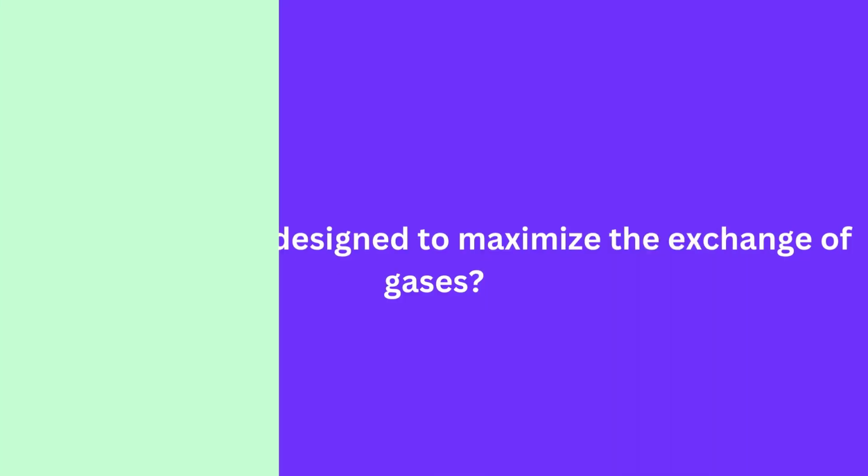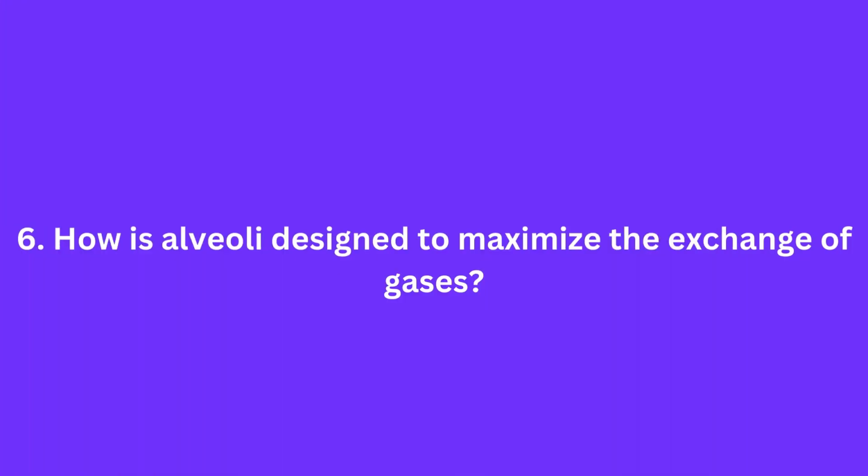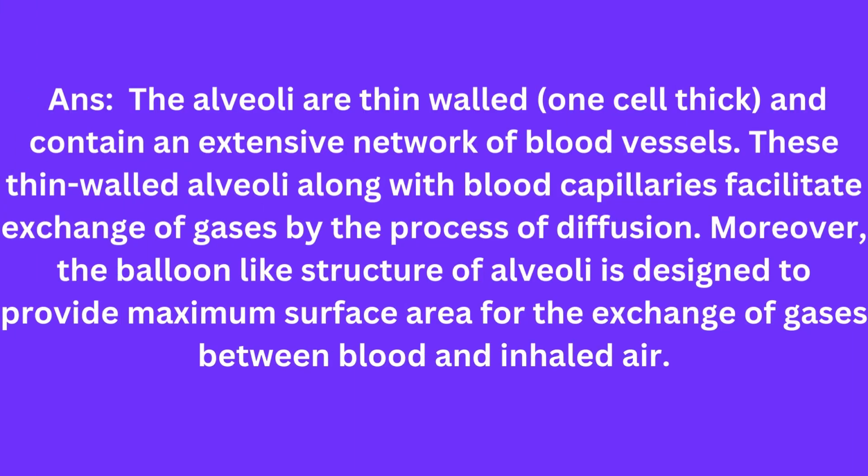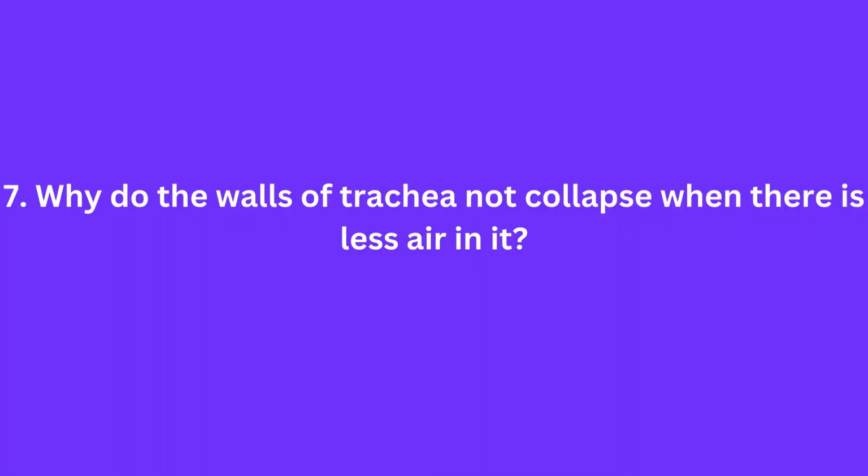6. How is alveoli designed to maximize the exchange of gases? Answer. The alveoli are thin-walled, 1 cell thick, and contain an extensive network of blood vessels. These thin-walled alveoli along with blood capillaries facilitate exchange of gases by the process of diffusion. Moreover, the balloon-like structure of alveoli is designed to provide maximum surface area for the exchange of gases between blood and inhaled air.